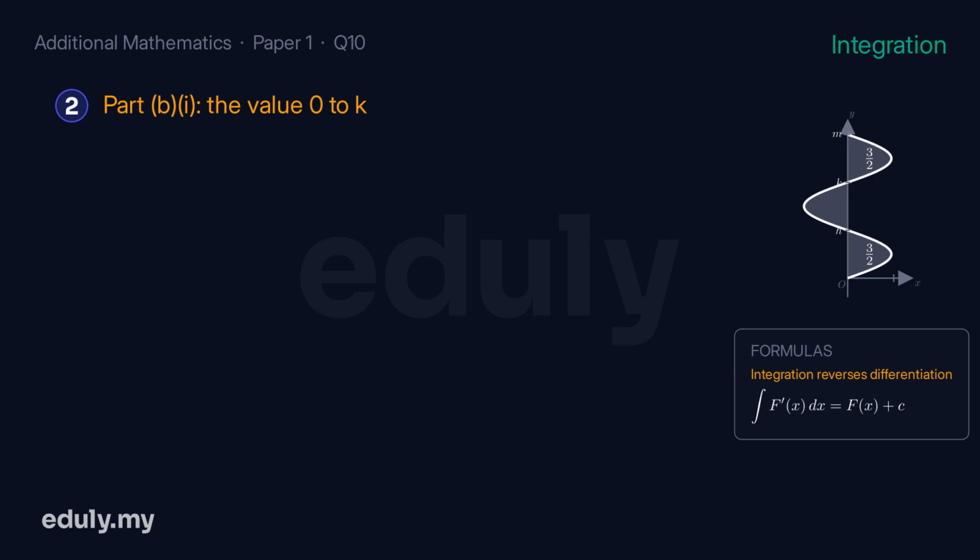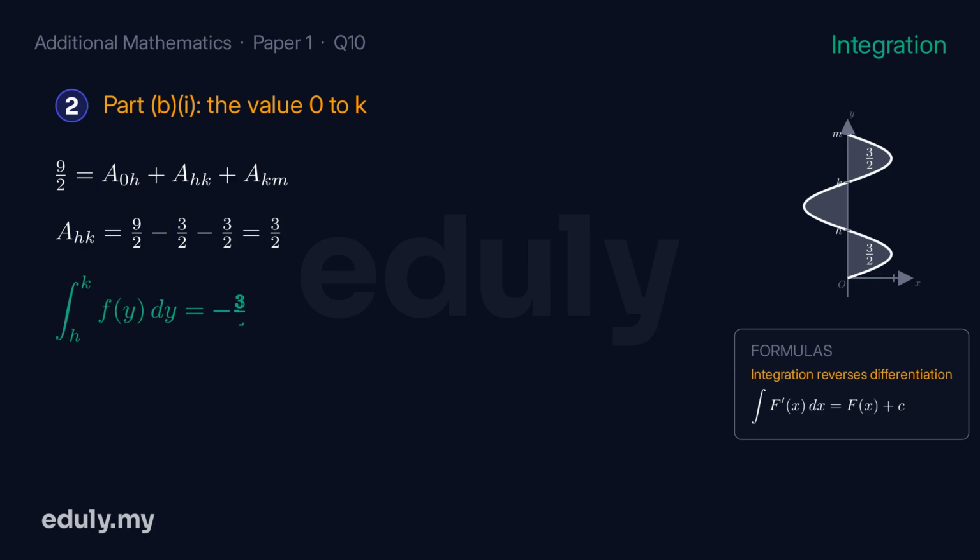Part B, first value. We want the signed area from 0 up to k. All 3 bumps together make the total area, 9 over 2. 2 of them are 3 over 2 each, so the middle bump must also be 3 over 2. But the middle bump sits to the left of the axis, so x is negative there. Its integral is minus 3 over 2, even though its area is positive.